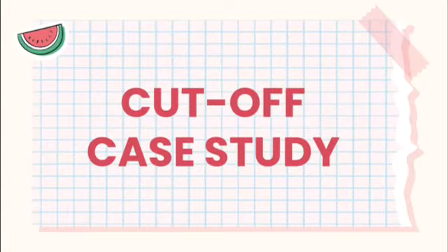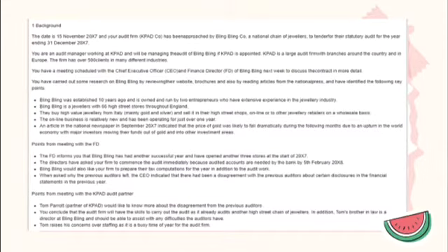Next is the cut-off case study. Okay, so this is the background. As you can see, the background of Bling Bling company. The date is 15 November 2007 and your audit firm, KPAD Corporation, has been approached by Bling Bling Corporation, a national chain of jewelers, to tender for their statutory audit for the year ending 31st December 2007.